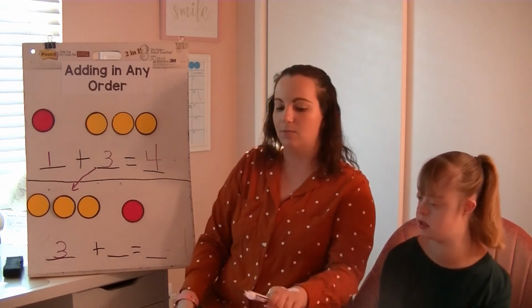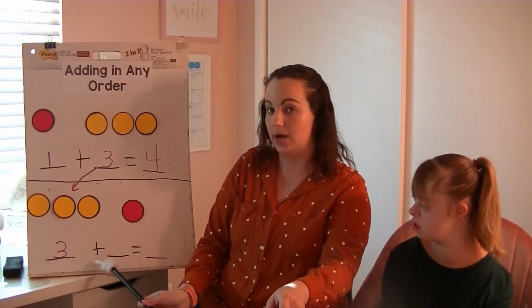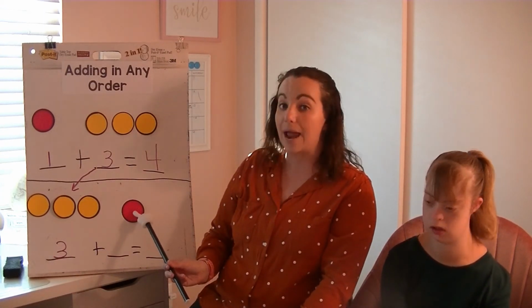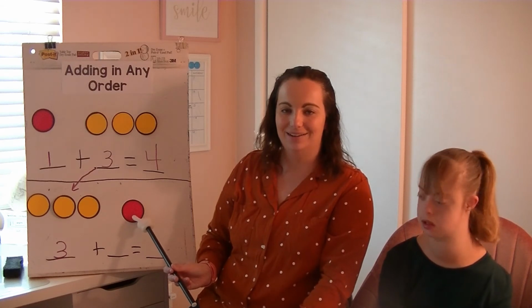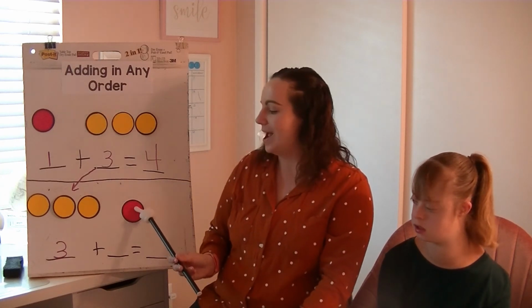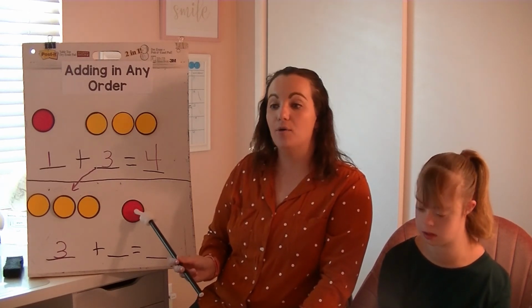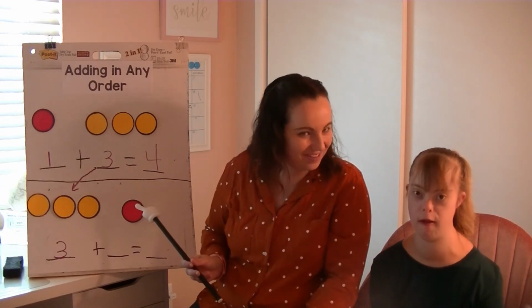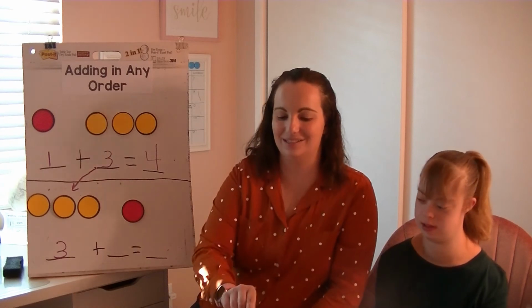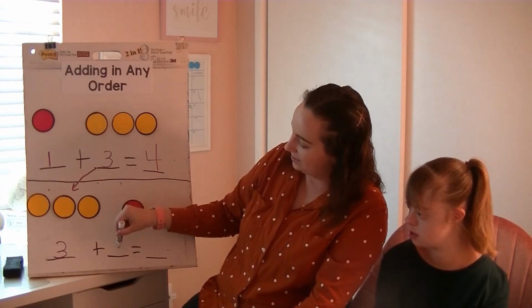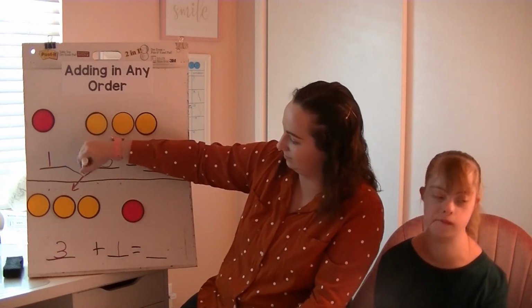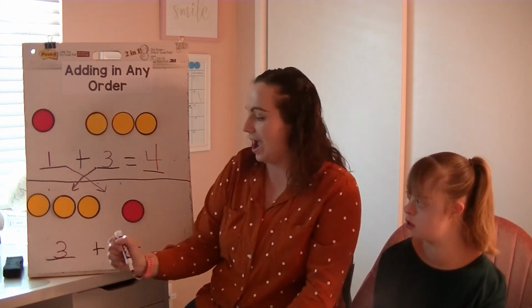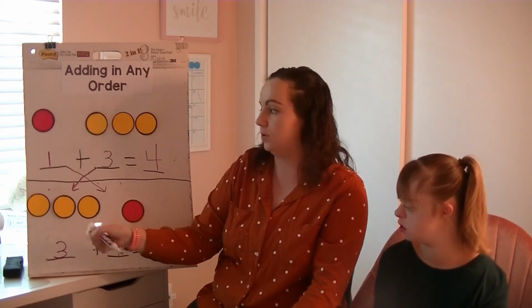Now, let's double check. I have more, so plus. Let's see how many red counters I have, okay? I bet you guys got this one. Ready, set, count with me. 1. How many red counters do I have? I'll say 1. 1. Nice job. Just like I did up here. So again, I have the same numbers, 3 and 1.